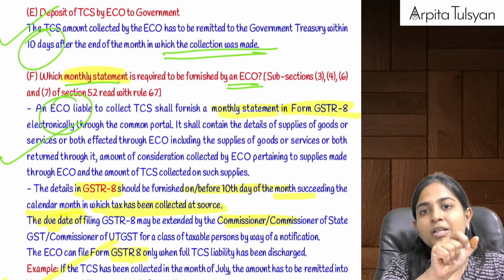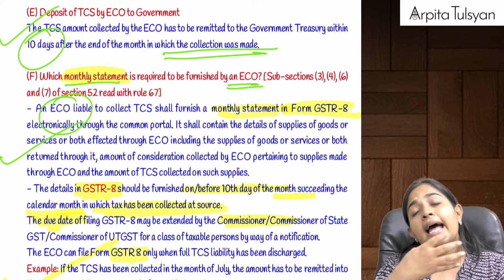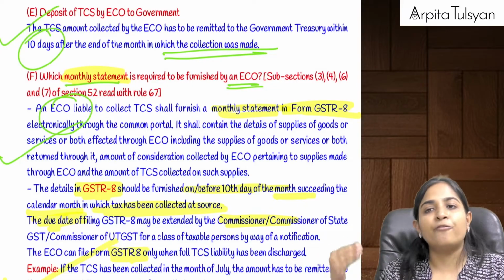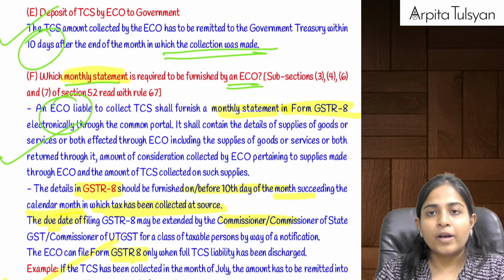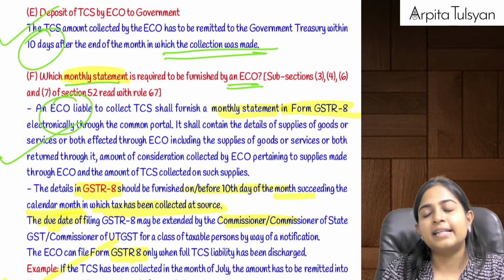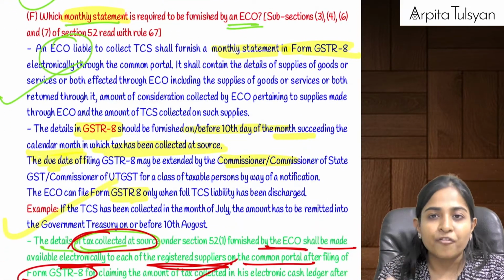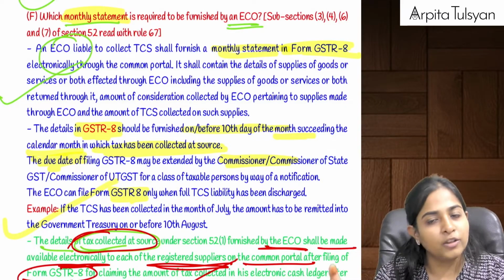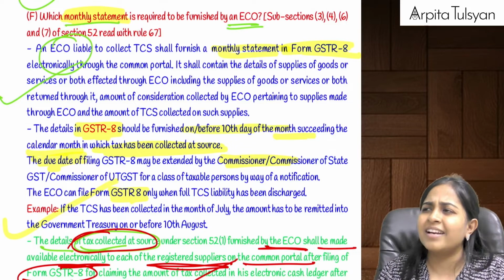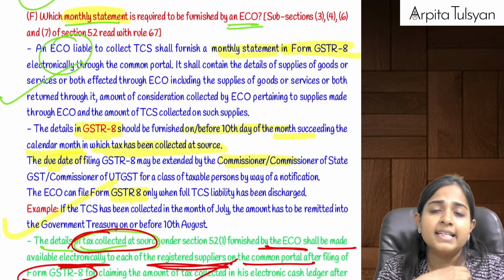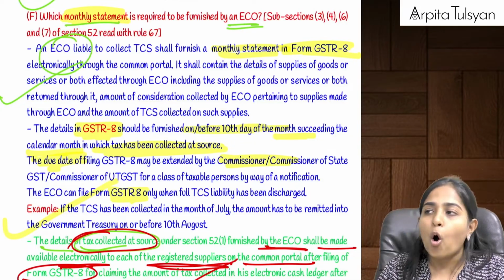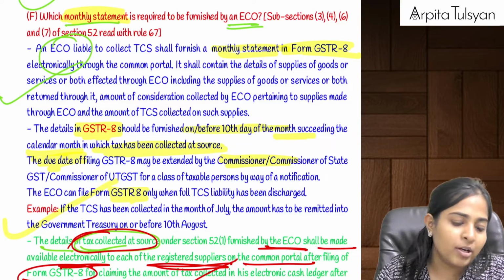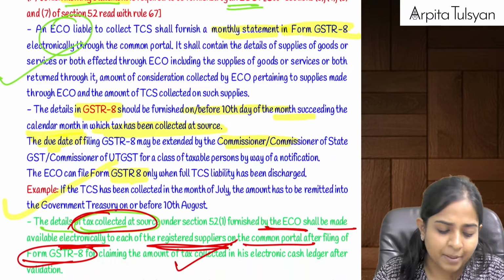Okay, then when this ECO was making the payment to the supplier, at that time it collected the TCS. At the time of collecting the TCS, it is required to deposit the TCS to the government before the 10th of the next month. Once it deposits the TCS with the government, after that it is required to file a monthly statement in form GSTR 8 on the common portal. It is just like your TDS return, a TCS return kind of a thing, in which it is going to put all the details about why TCS was collected, on what amount TCS was collected, how much TCS is applicable, and all those things.